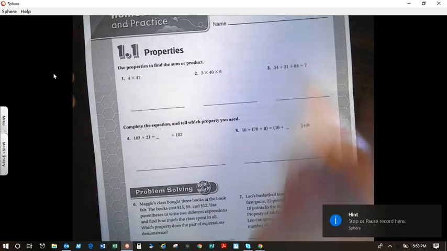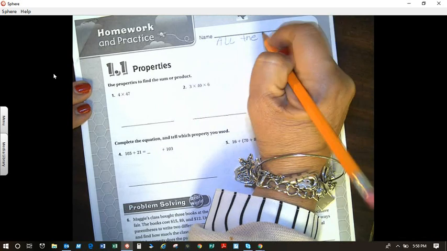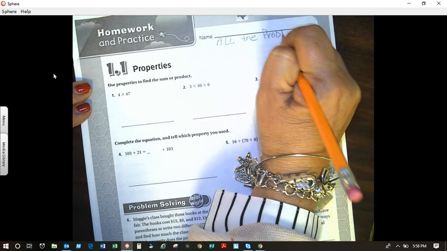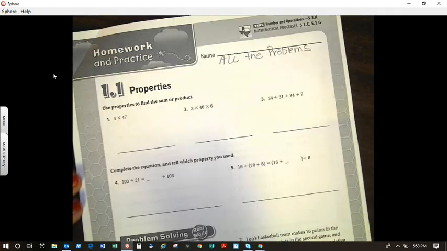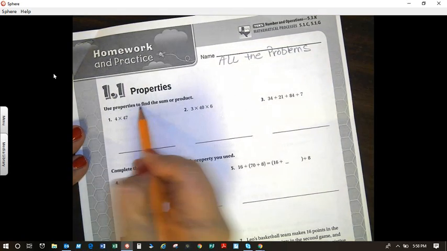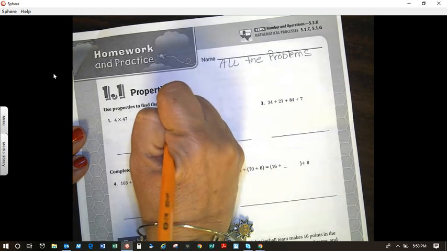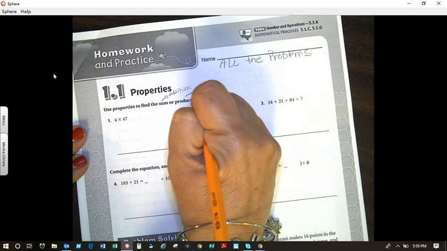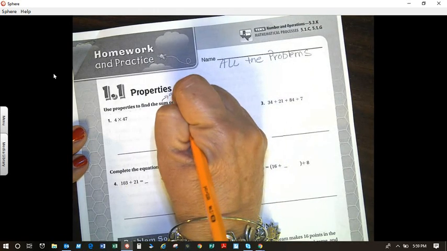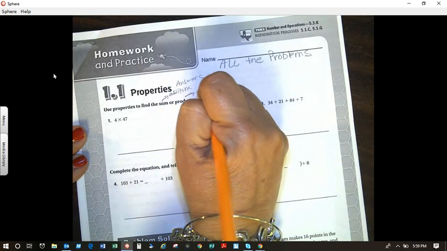Wanted to get right into the homework that you have. I assigned all the problems because there's only 13 of them. Make sure that you are working on your multiplication facts. This is a review of what you had. This is using properties to find the sum or the product. Sum means it's the answer to an addition problem. Product means it is the answer to a multiplication problem.